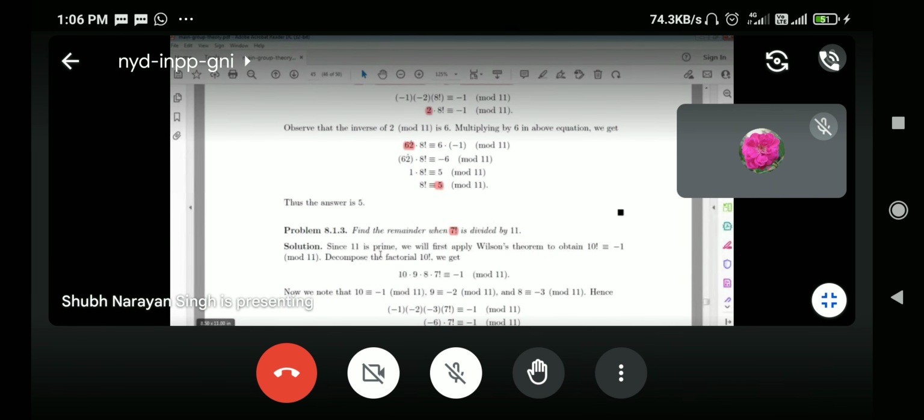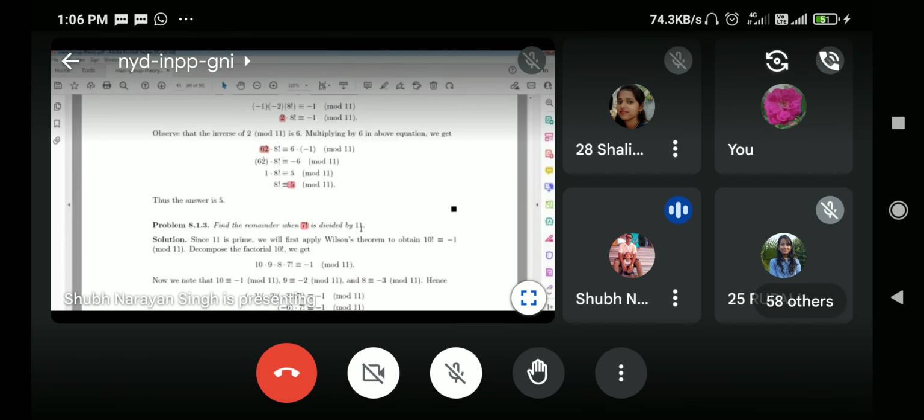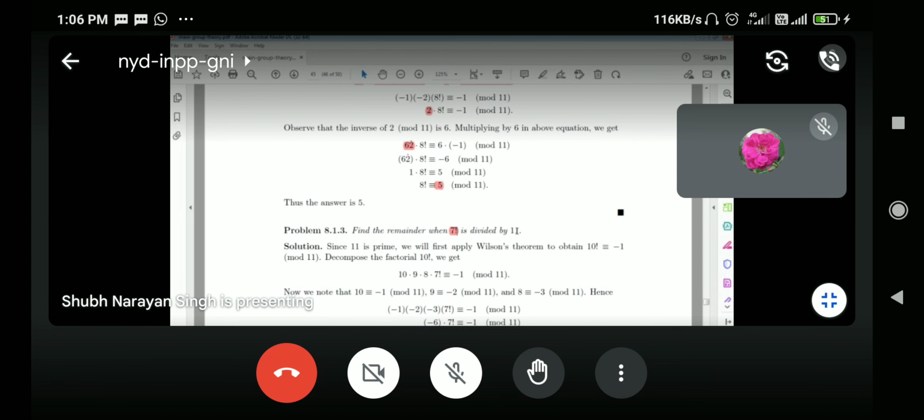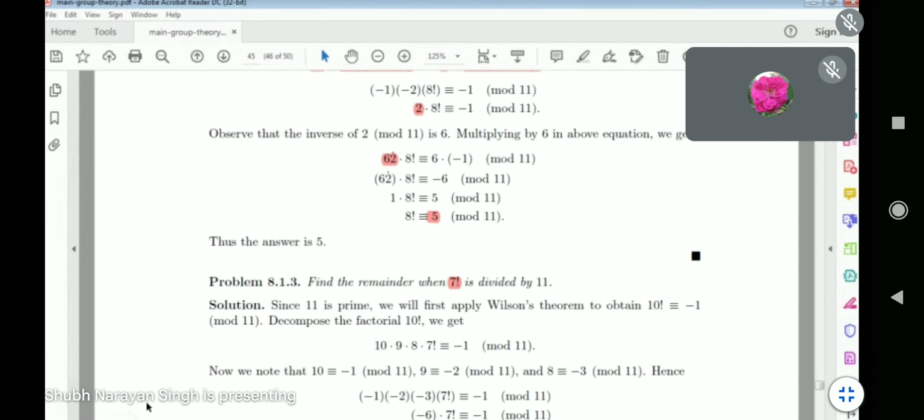We're going to discuss that. Again we choose the prime number p equal to 11, and then use Wilson's theorem. In the first line you get 10 factorial is congruent to minus 1 modulo 11. Then I write 10 factorial in this way, because you have to always write down your goal. You have to find the remainder when 7 factorial is divided by 11. So we decompose 10 factorial in this way.